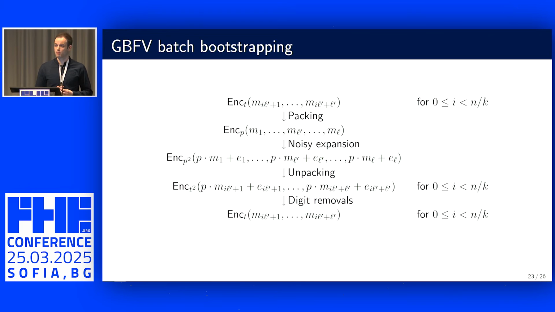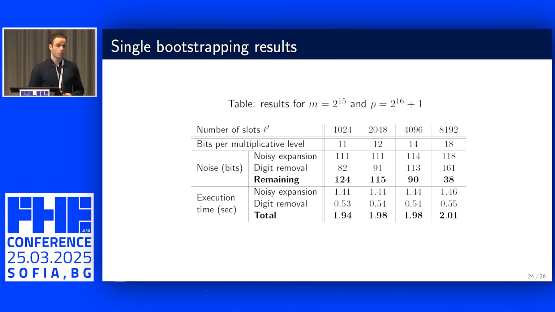Similarly, we also propose a batch bootstrapping to increase the throughput. Here the idea is that we would replace the conversion routines with packing and unpacking routines. We implemented this new bootstrapping on top of the Microsoft SEAL library, and this table shows some experimental results for single bootstrapping in combination with the Fermat prime.